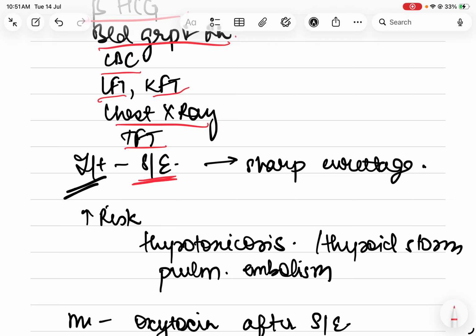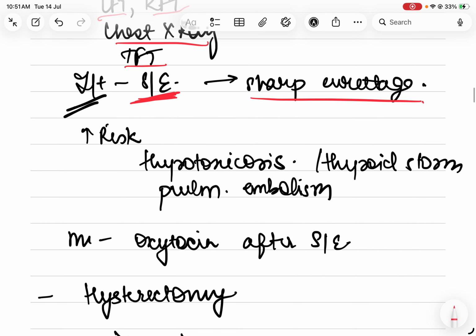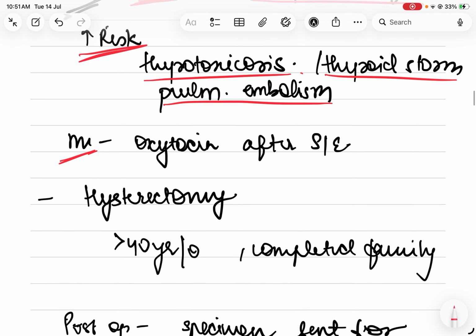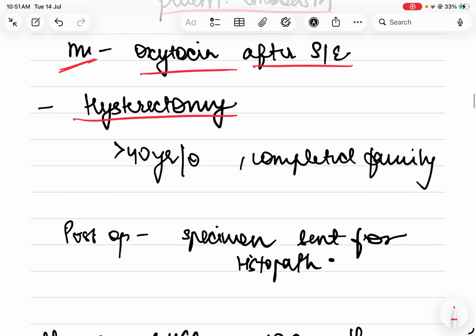Now the treatment will be suction and evacuation, right? Sharp curettage will be done. There is increased risk in case of thyrotoxicosis or thyroid storm and pulmonary embolism. Then after that you will use oxytocin after suction and evacuation. You can also do hysterectomy. Hysterectomy will be done, obviously, in those whose family is complete and who are more than 40 years.